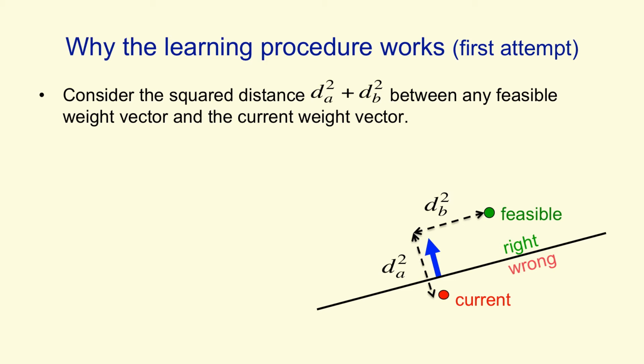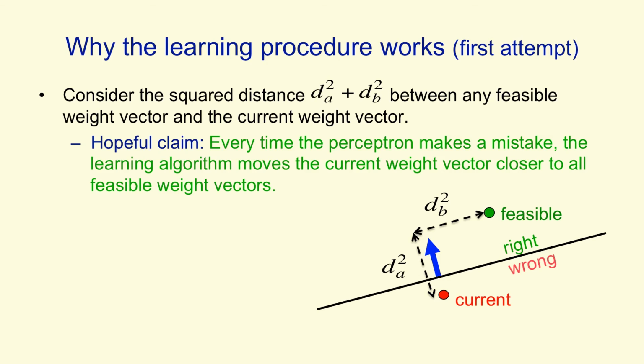So we start with a weight vector that's getting some of the training cases wrong, and in the diagram we've shown a training case that it's getting wrong. And what we want to show, this is the idea for the proof, is that every time it gets a training case wrong, it will update the current weight vector in a way that makes it closer to every feasible weight vector. So we can represent the squared distance of the current weight vector from a feasible weight vector as the sum of a squared distance along the line of the input vector that defines the training case and another squared distance orthogonal to that line. The orthogonal squared distance won't change, and the squared distance along the line of the input vector will get smaller.